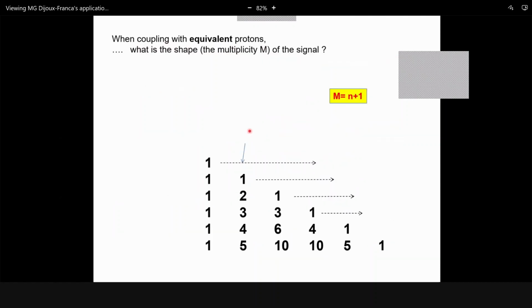So what happens when we have coupling? Let's consider that the multiplicity equals n, the number of equivalent protons in the neighborhood beside, plus 1.